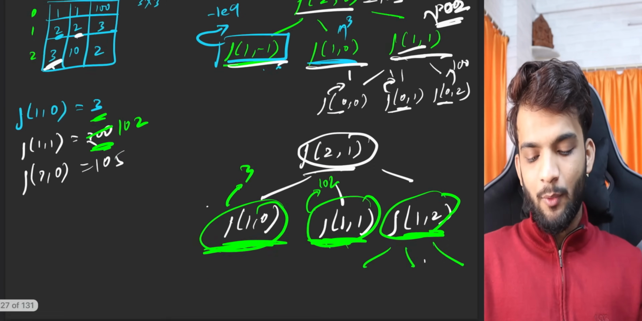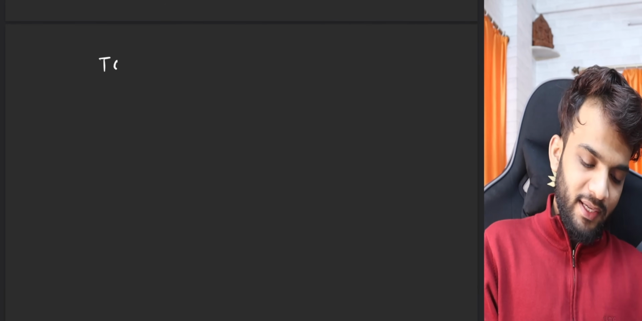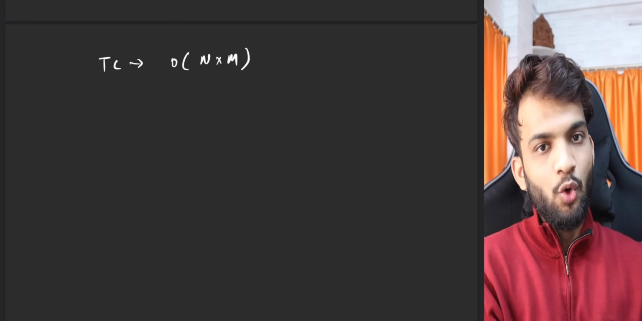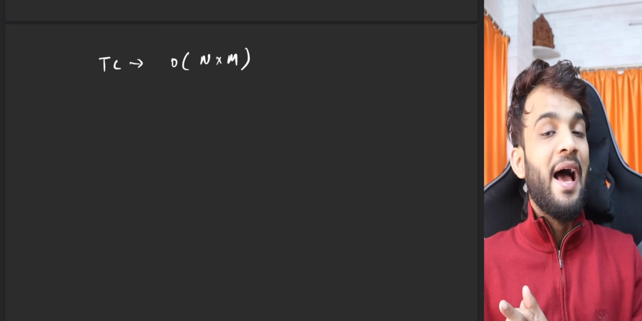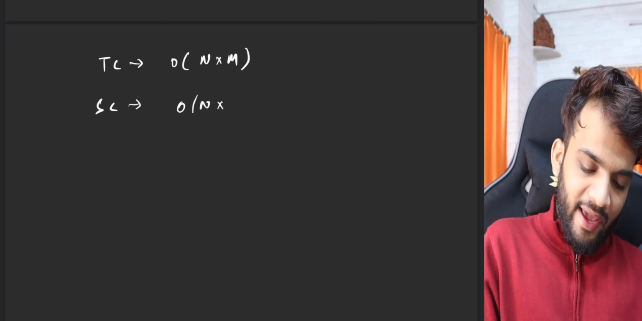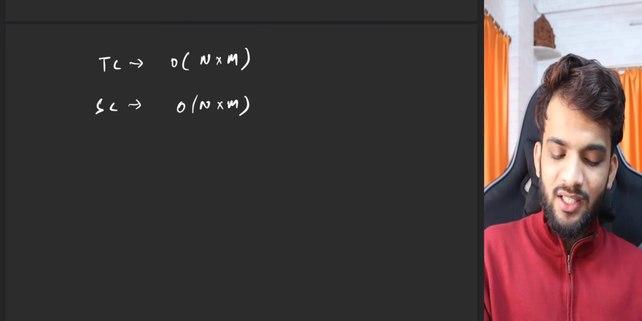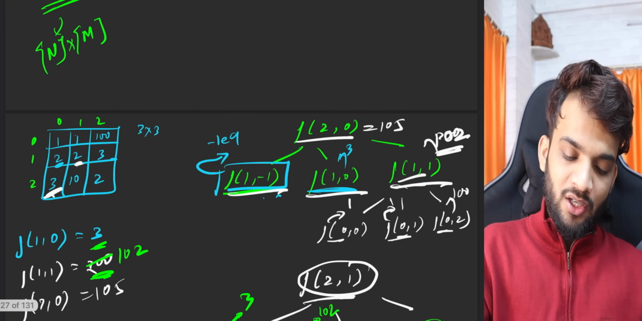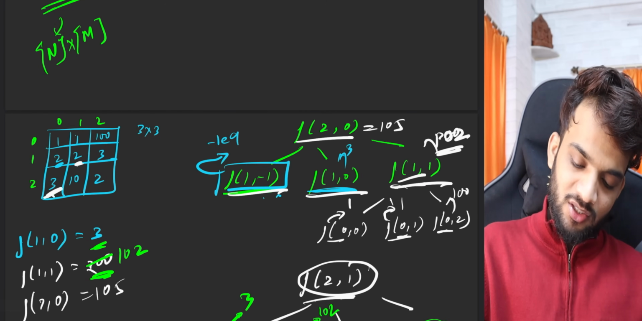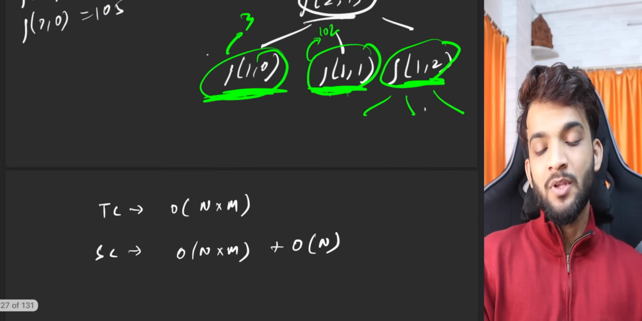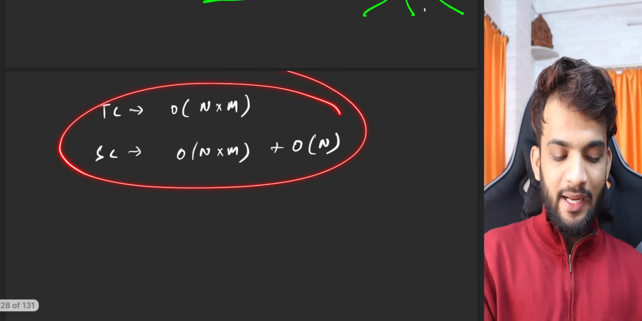So once you have memoized, what is the time complexity? It's a Big O of N cross M, because those are the number of states that you will have at maximum. What is the space complexity? A Big O of N cross M for the matrix and a Big O of N for the recursion stack space. You saw this is the recursion stack space. So this will be the time complexity.